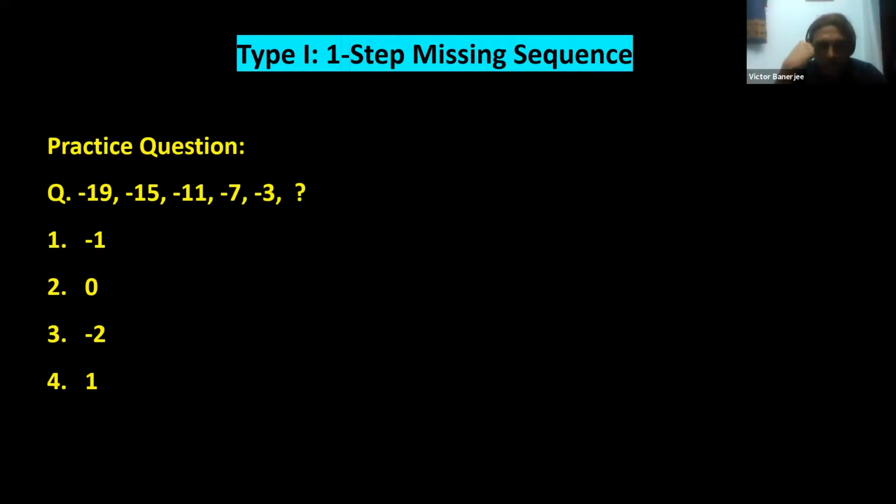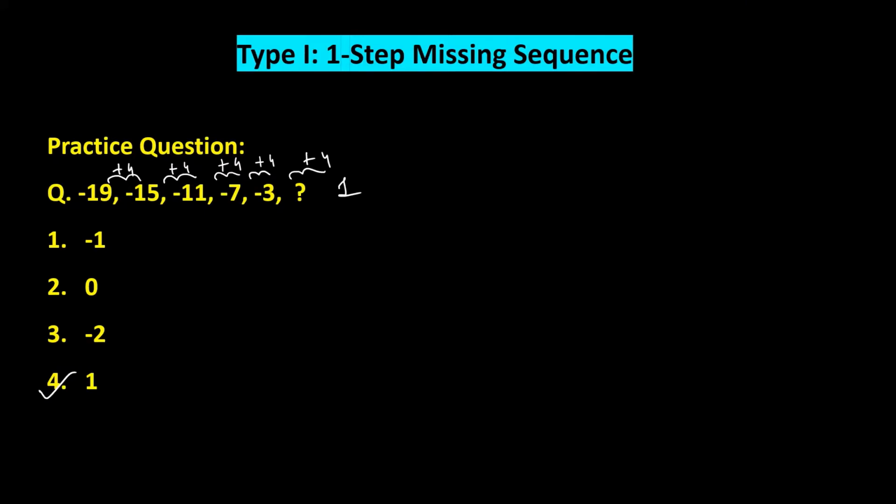Okay, so 1. Now look at the pattern. It's a simple step 1 pattern only. What is the difference? Minus 19 plus 4 is minus 15, right? Minus 15 plus 4 is minus 11. Minus 11 plus 4 is minus 7. Minus 7 plus 4 is minus 3. So basically it is plus 4. So the next number is again plus 4: minus 3 plus 4 is 1. So 1 is the correct answer, option 4. Everyone clear?